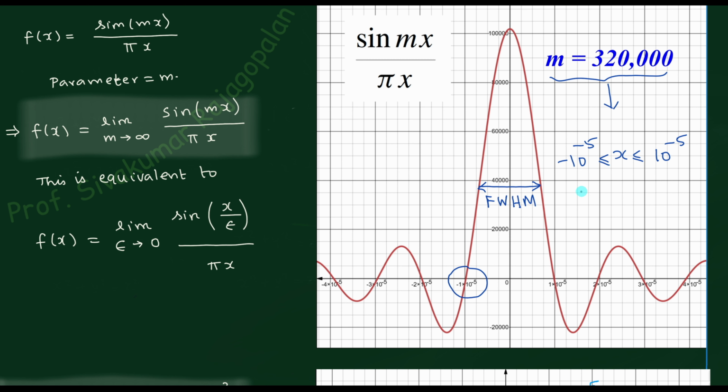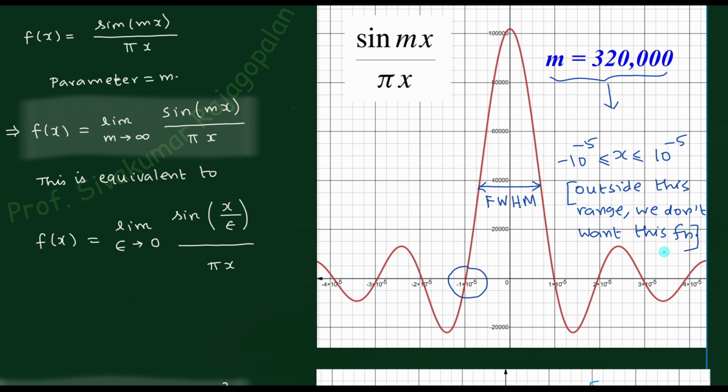Remember, around the origin, you have to be careful about that phrase. 10 to the power minus 5, this side and that side, means you are around the origin. But outside this particular region, we are not at all interested in this function, so you don't have to bother about the wavy nature.